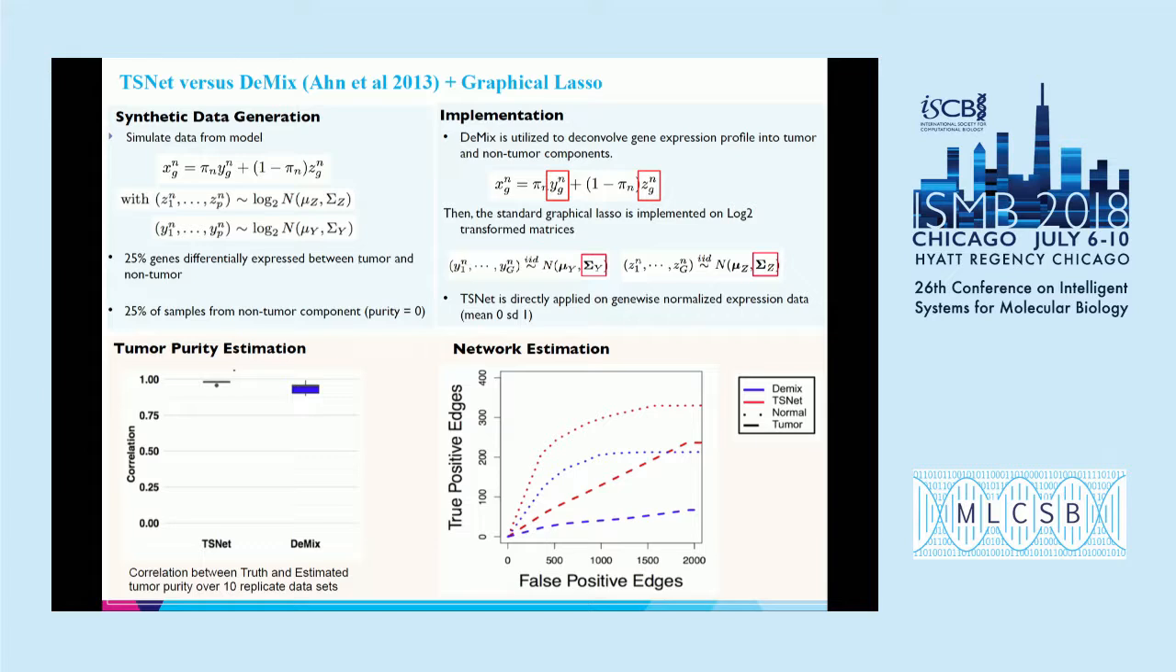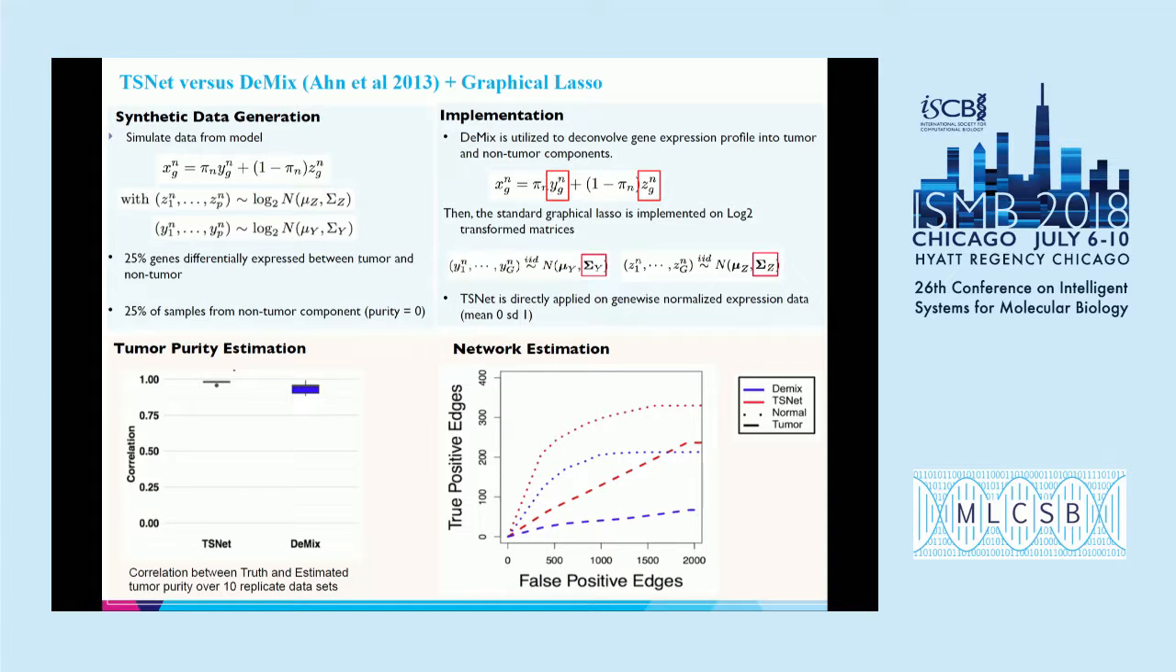We need to mention that DMix considers Y and Z to be log2 normal. So we sampled the data using the log2 normal, their model. So we are estimating the network under model misspecification, because our model is just a Gaussian model. But anyway, we simulate the data from their model. We consider 25% of the genes differentially expressed between the tumor and non-tumor component. We consider 25% of the samples from the non-tumor component, so some of the samples have purity equal to 0. And then we compare our approach to DMix plus graphical lasso.